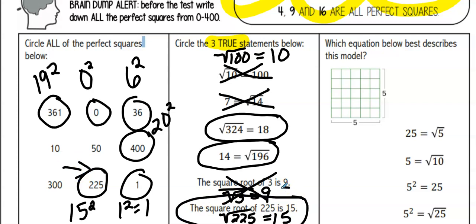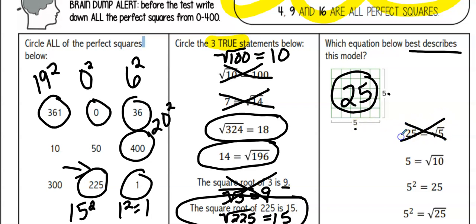Okay, now we're going to look at equations that best describe a model. So if we look at the model, we see our side lengths. We have a side length of 5, a side length of 5. So this is showing the square root of 25. So the area here would be 25 and our side lengths are 5. So let's go ahead and see our choices. This is saying 25 is equal to the square root of 5. Okay, 25 is your perfect square. 5 is your side length. So this one is going to be wrong.